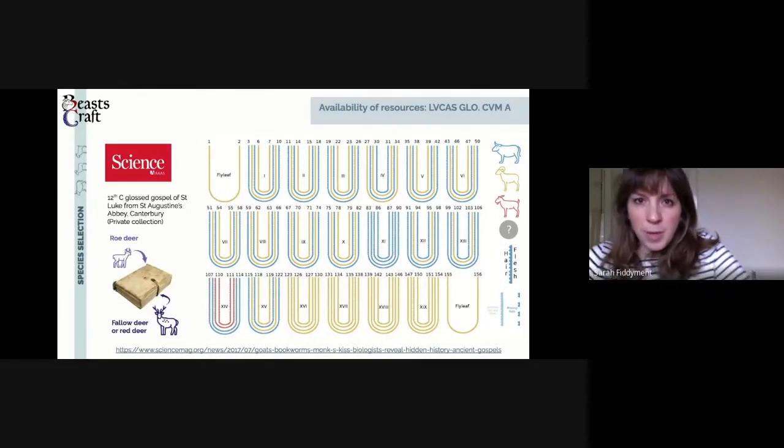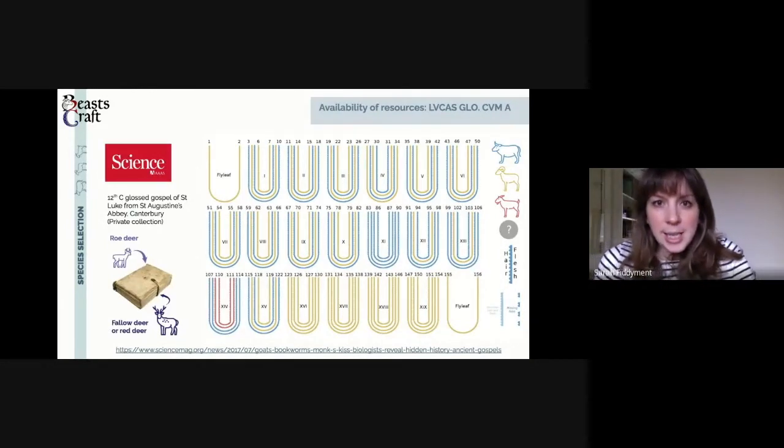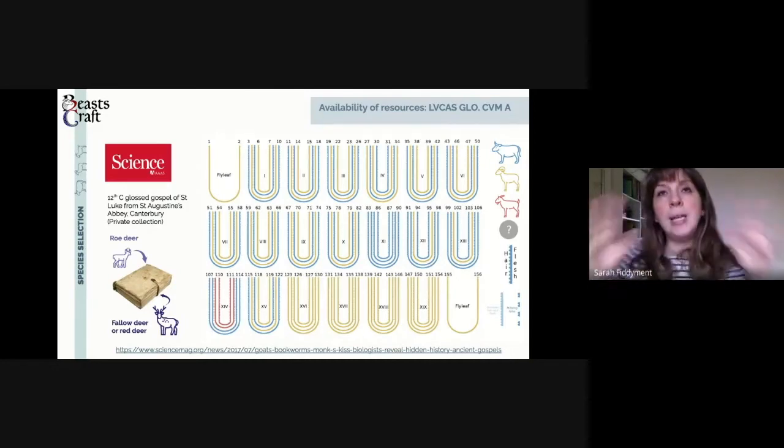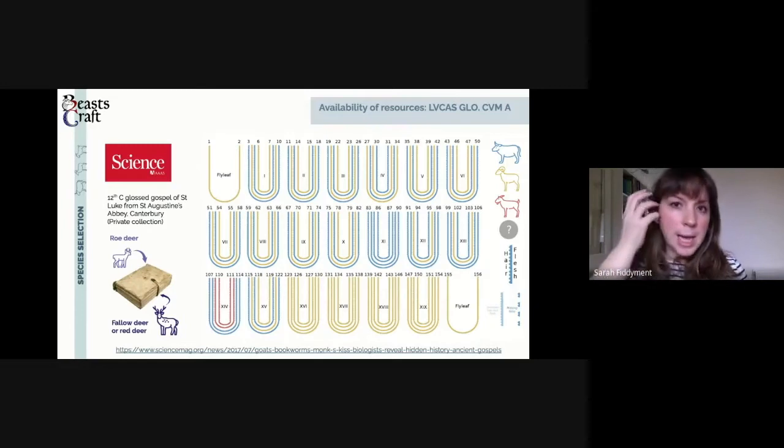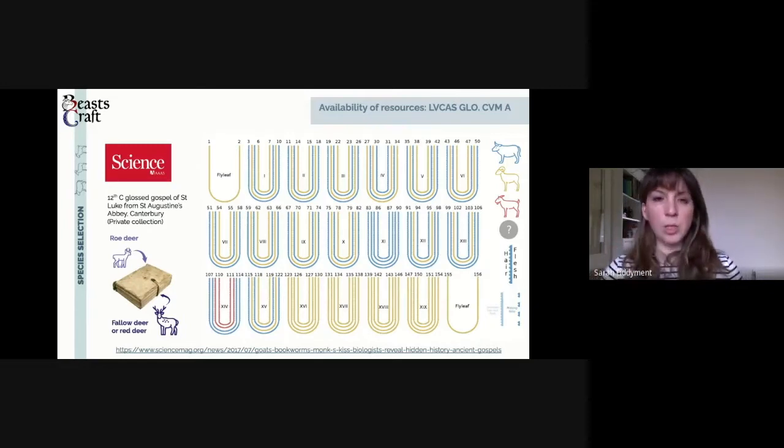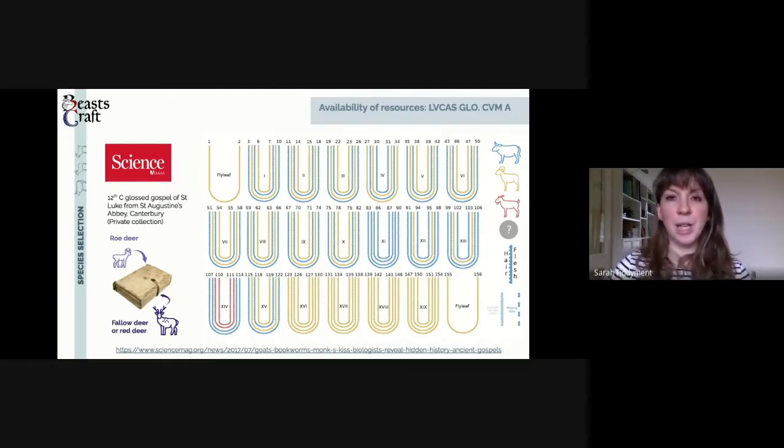Another aspect that we've been interested in looking at is the complete analysis of one codex and what this can tell us about availability of resources. So here we have the example of a glossed Gospel of St. Luke produced in the 12th century in Canterbury. It's held in a private collection, and we were given access to analyze every single bifolio from this book, and that's what you can see here in this collation pattern.